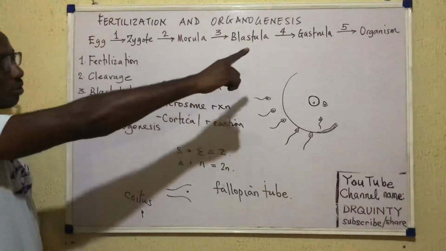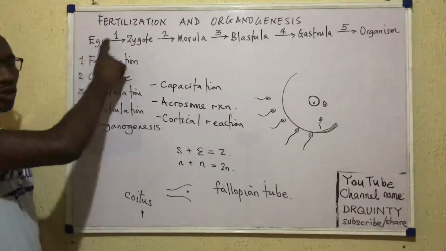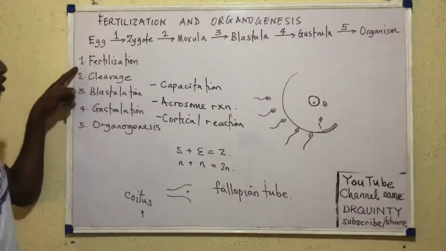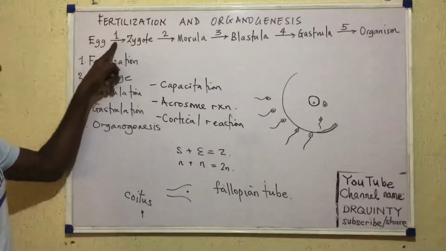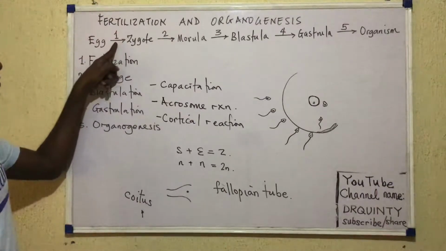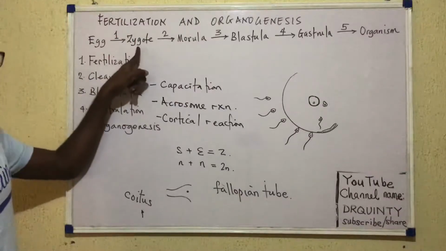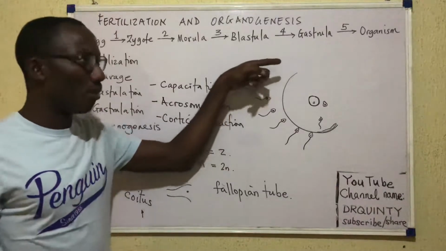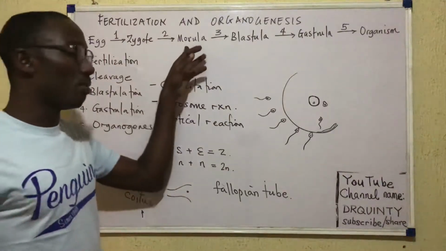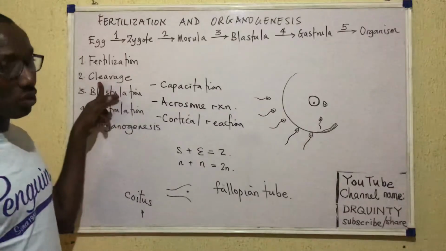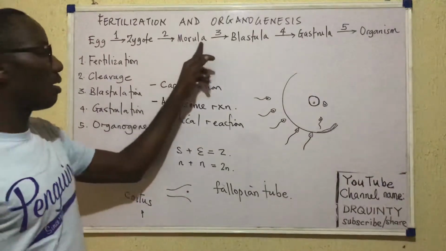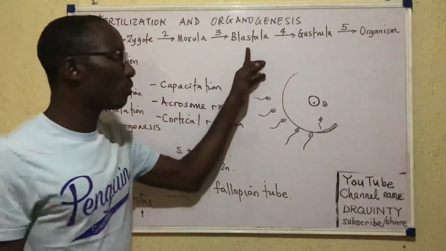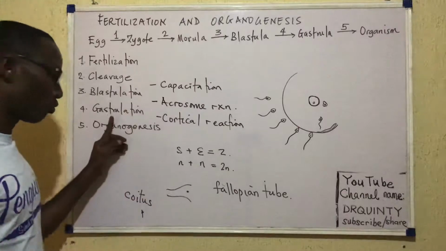Here I've shown an algorithm. I've shown that from egg to organism, there are 5 important changes that take place. The first one we just talked about, that's fertilization. It achieves the conversion of an egg into a zygote. What happens to the zygote is what we'll talk about after now. So how the zygote becomes what we call a morula, the process of cleavage, we'll talk about it. And then how the morula becomes the blastula, that process is called blastulation. And then the blastula becomes the gastrula, that's gastrulation.